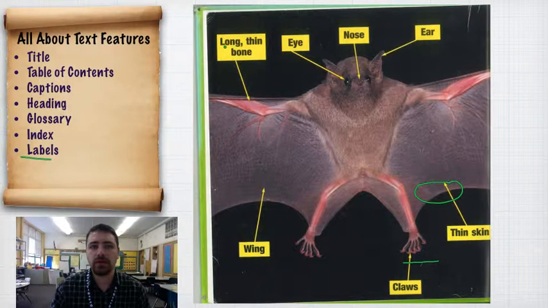For example, this right here, the arrow is pointing at this part of the bat, and it tells us this is a long, thin bone. This arrow right here is pointing at a part of the bat, and the label tells me it's its eye. This arrow is pointing to the nose. This arrow is pointing to an ear. Right down here, this arrow is pointing to a wing. So these labels are just helping us understand what is happening in a picture.